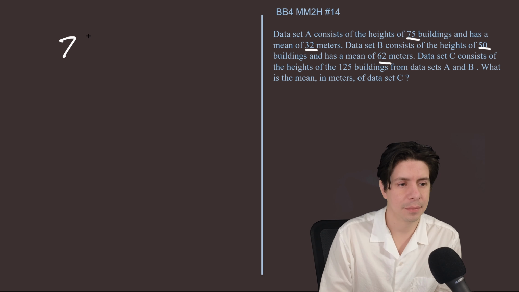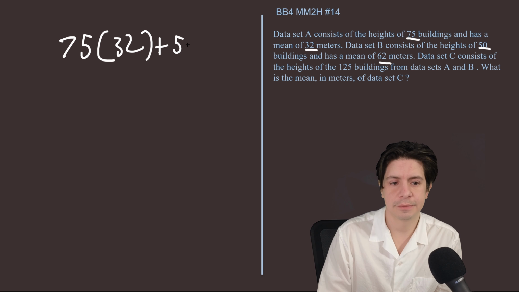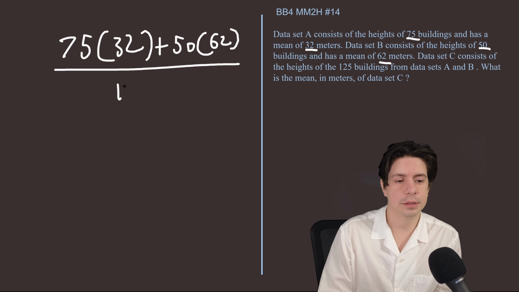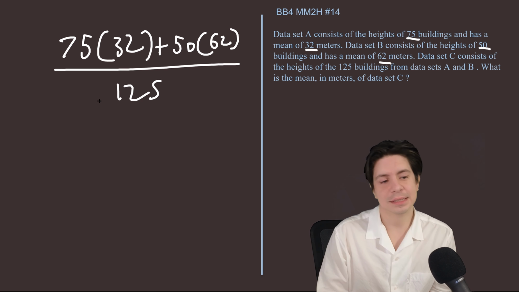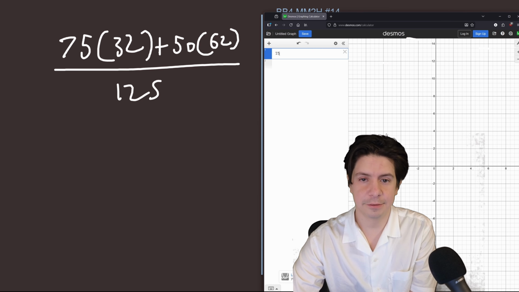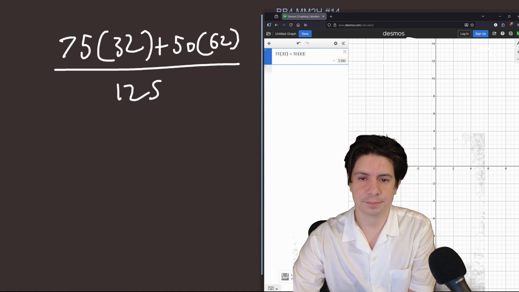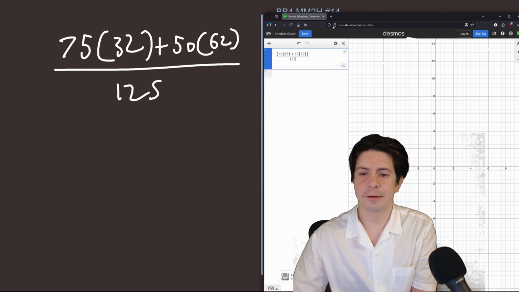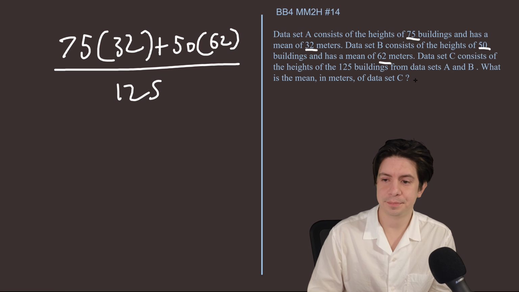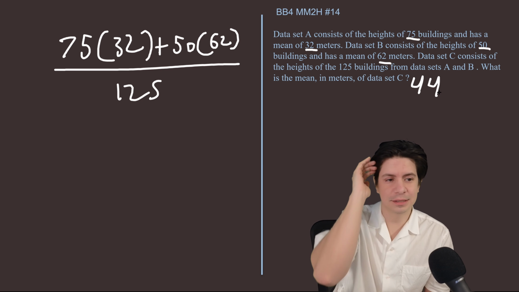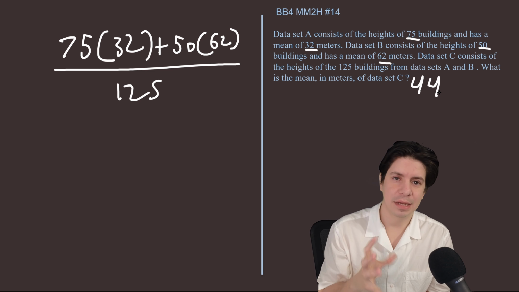So it'll be 75 times 32 plus 50 times 62 all over 125. You can do this in Desmos. I'm going to do a double parentheses to make it all one thing and then divide by 125, and I get 44. So it's going to be 44. Okay, closer to the 32 than the 62 because there's more values that had that mean average of 32.